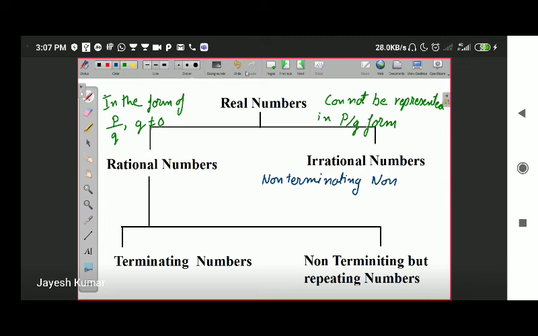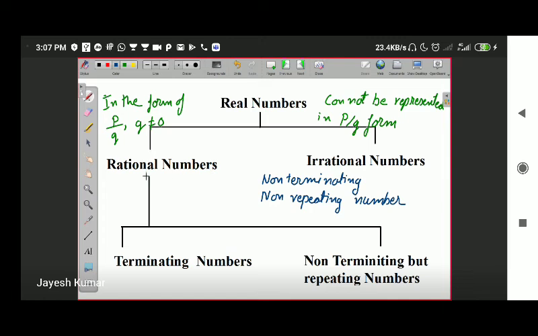Let's write it in the next line. Non-terminating, non-repeating number. After the first exercise, in a future lecture I will discuss irrational numbers in much more detail with you. Today's focus is on rational numbers.